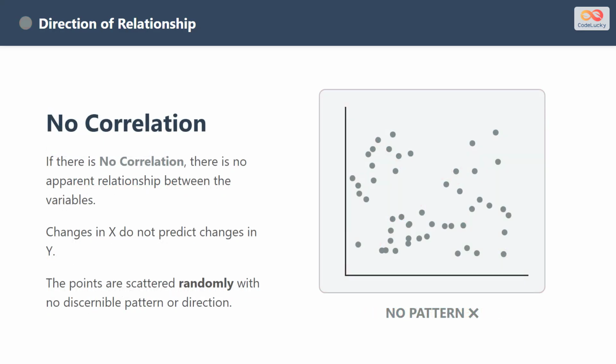Sometimes there is no relationship at all. This is called no correlation. As you can see, the points are scattered randomly across the graph like confetti. Knowing the value of x tells us absolutely nothing about the value of y.